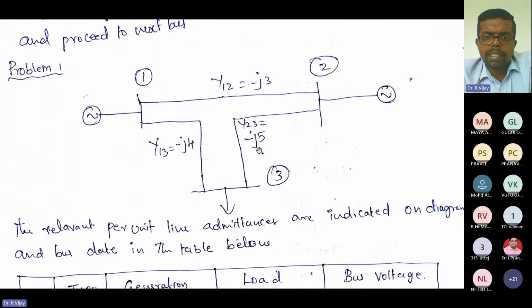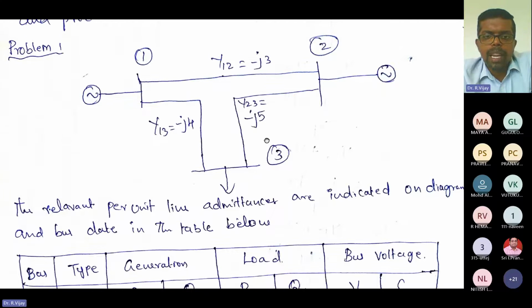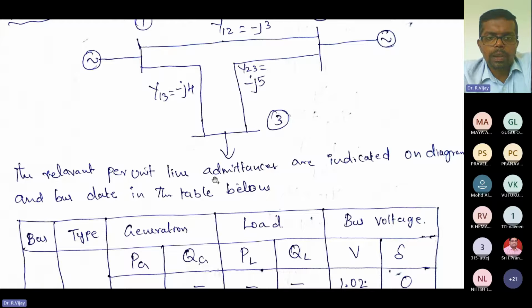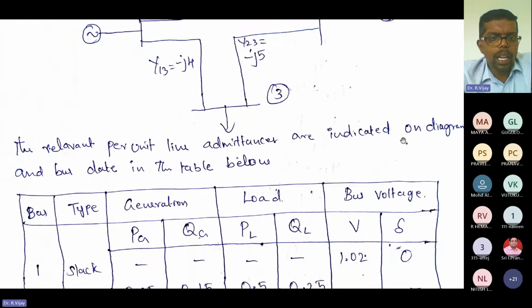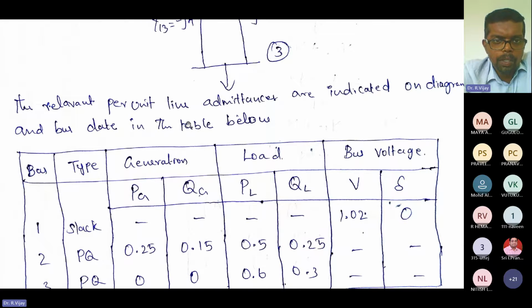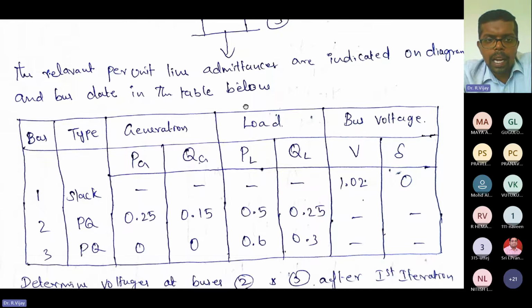You have a 3-bus system, with the admittance values given in the problem. Admittance between 1 and 2, Y12, is minus 3J. Y13 is minus 4J. Y23 is minus 5J. So these are the admittance values given in the problem. The relevant per unit line admittances are indicated on the single line diagram, and the bus data is also given in the table below.